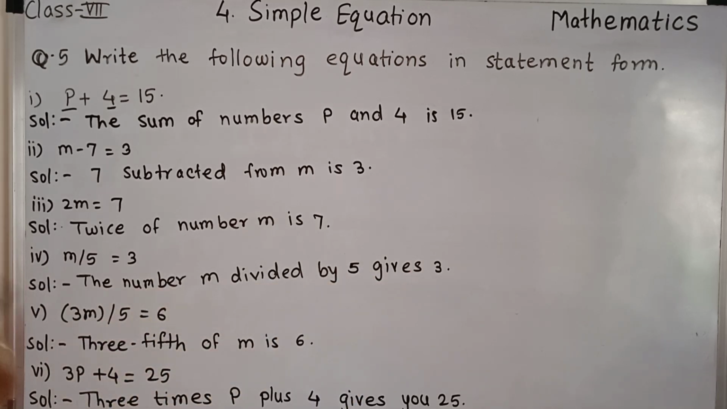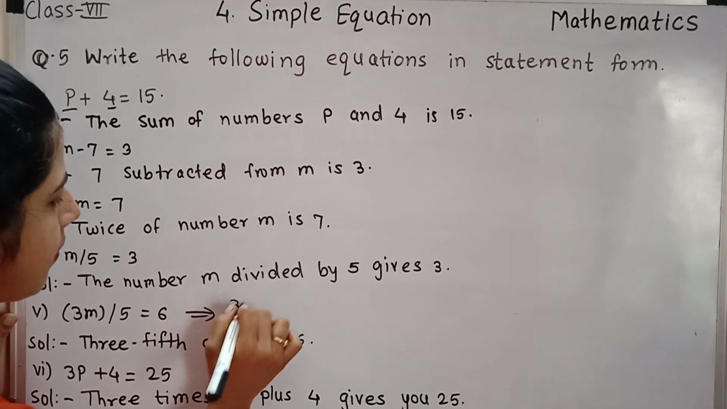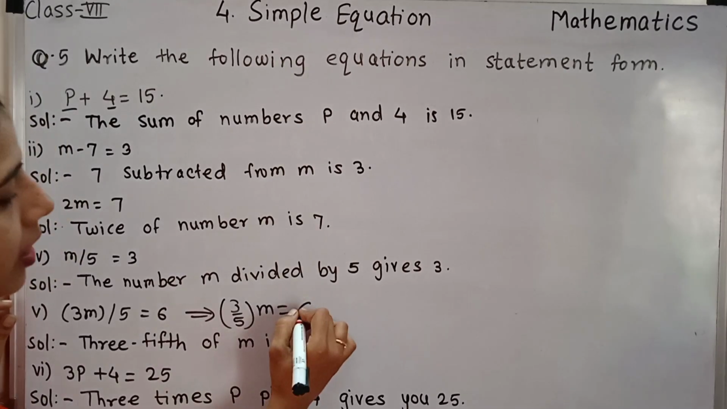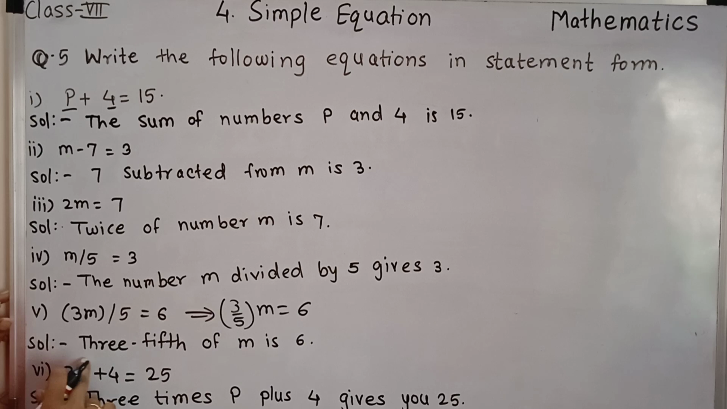Yes, very easy. Now the fifth one is 3m divided by 5 equal to 6. So this statement can be written like this: 3 divided by 5 into m equal to 6. So this is 3/5 of the number m. So 3/5 of m is 6.